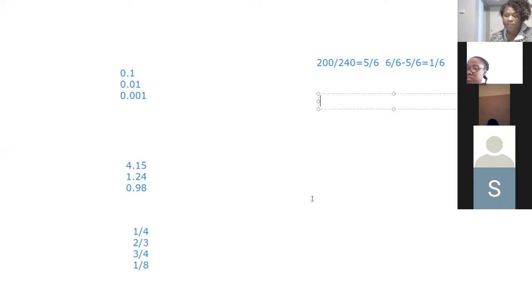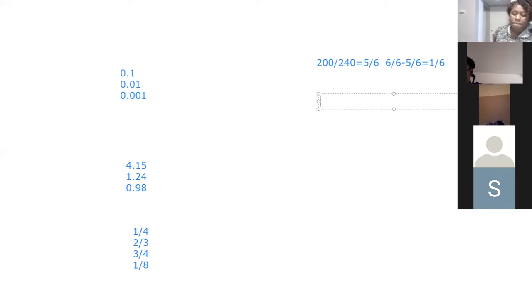Those of you with calculators, I'm pretty sure you already knew this, but if you take the decimal or the fraction and divide the numerator by the denominator, you're going to get a decimal. And then you can just add all those decimals together on your calculator and it's much easier.